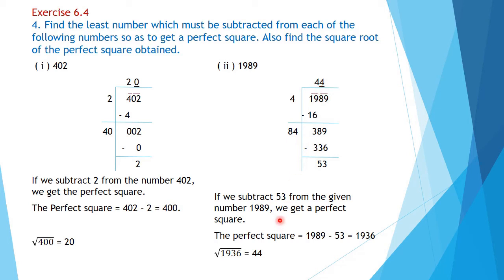And so children, what do we have to write in the steps? If we subtract this number 53 from the given number 1989, we get a perfect square. And what is that perfect square? It is equal to the given number minus the remainder, 1989 minus 53, equal to 1936. Children, it is a perfect square. And the square root of this number 1936 is equal to 44. Here the number we get is the square root of the perfect square. Root of 1936 equal to 44. Okay, children.